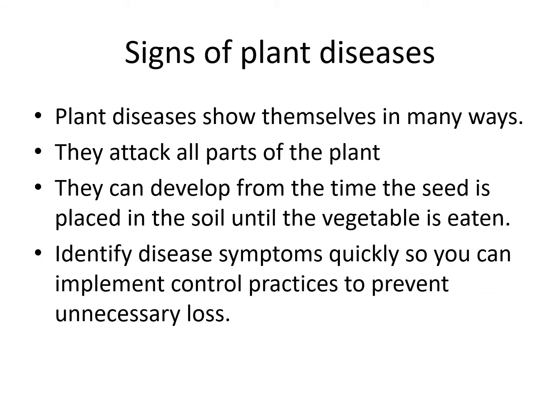So what are some signs of plant diseases? How do they show themselves to us? They attack all parts of the plant. They can develop from the time the seed is placed in the soil until the vegetable is eaten or at harvest. So identify disease symptoms quickly so you can implement control practices so you don't lose or decrease your amount of harvest.